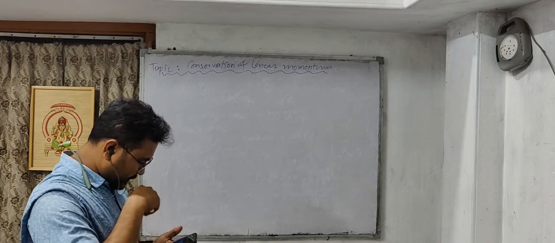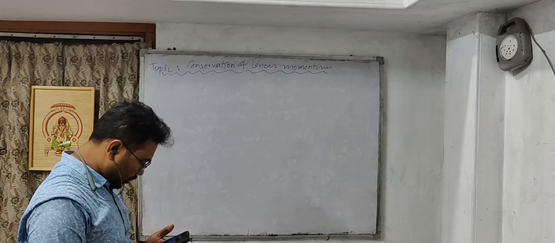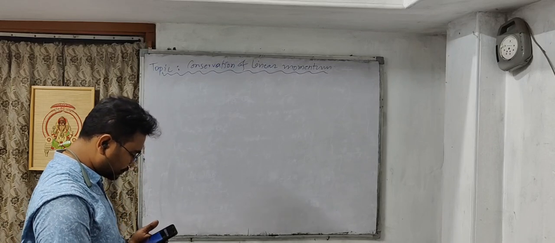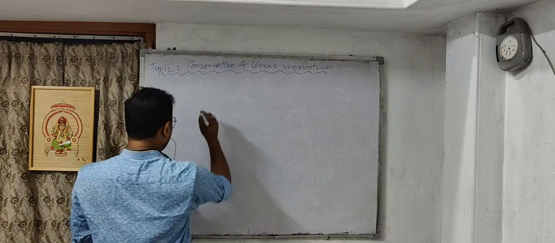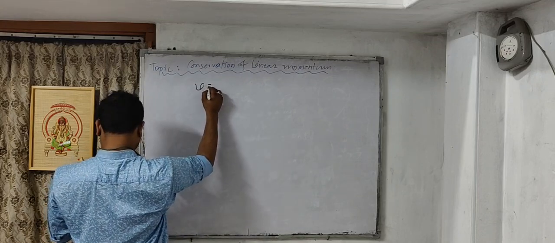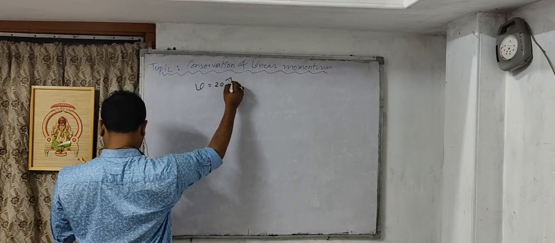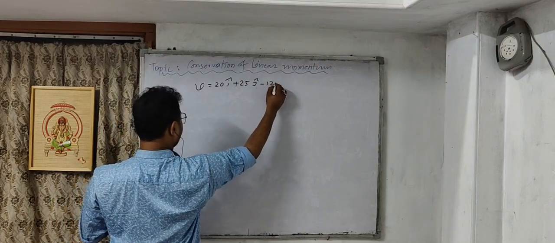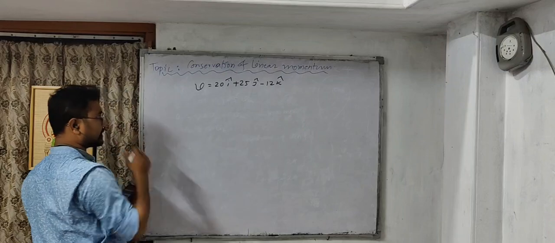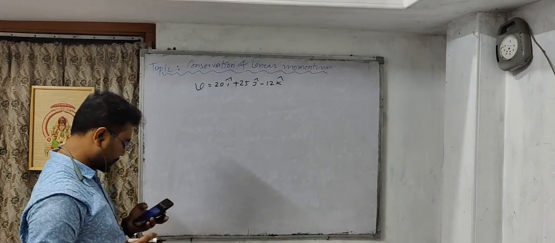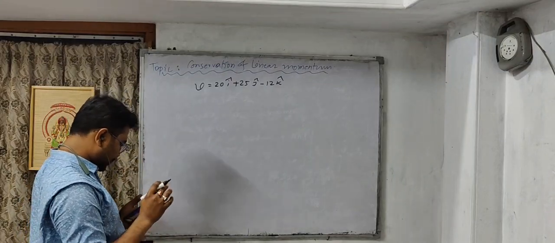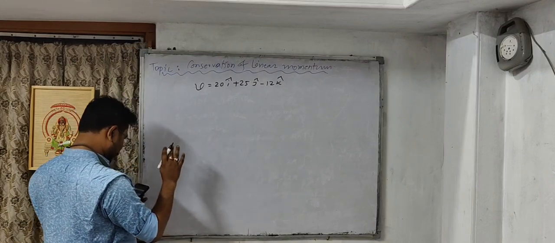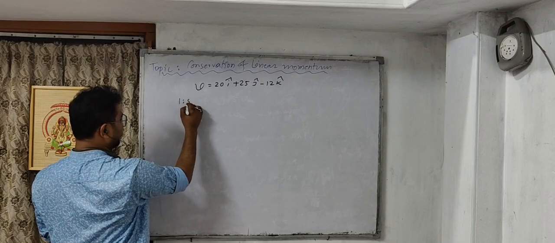Okay, so the next question: there is an object flying in the air, moving with a velocity of 20i plus 25j minus 12k. Okay, this is the object moving with this velocity, correct? Now this object breaks into two pieces with a ratio of 1:5.